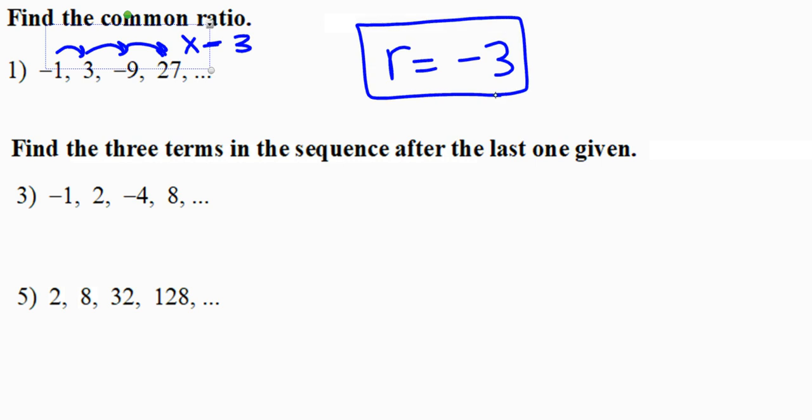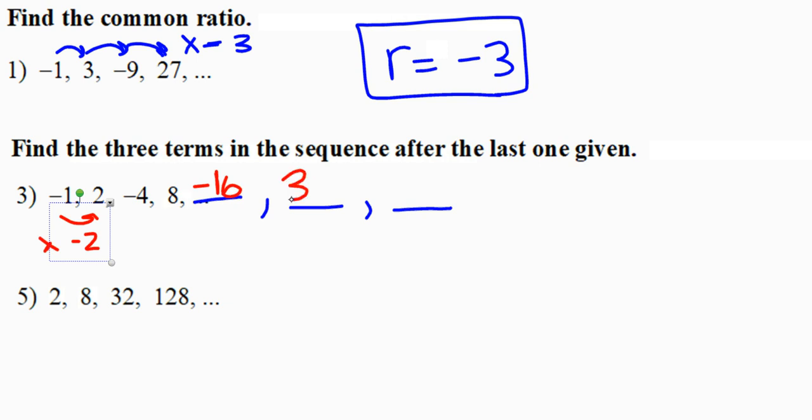Find the next 3 terms. So I like looking at it like this. Fill in the blanks. What's next? Well, in order to do that, you have to figure out what they're multiplying by. It looks like they're multiplying by negative 2. So if we keep doing that, times negative 2 would give me negative 16. And times negative 2 would give me 32. And times negative 2 would give me negative 64.